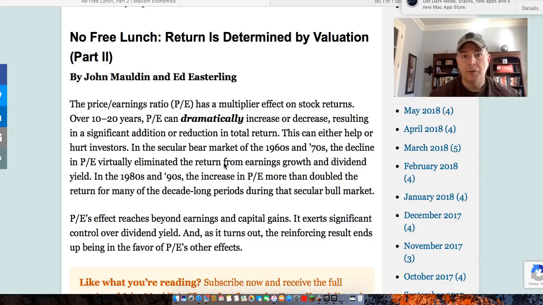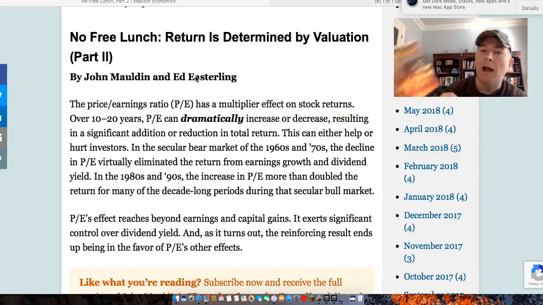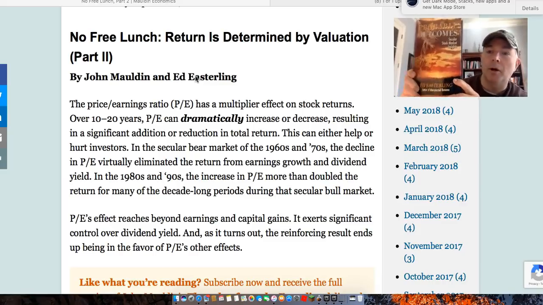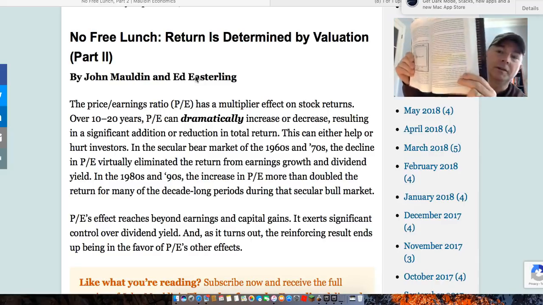John and Ed Easterling did this joint article here, and I want to share with you a book I got from Ed Easterling called "Probable Outcomes: Secular Stock Market Insights." Man, such a good book. Tons of stuff. I read this like crazy, highlighted it like crazy. Just tons of highlights in here.